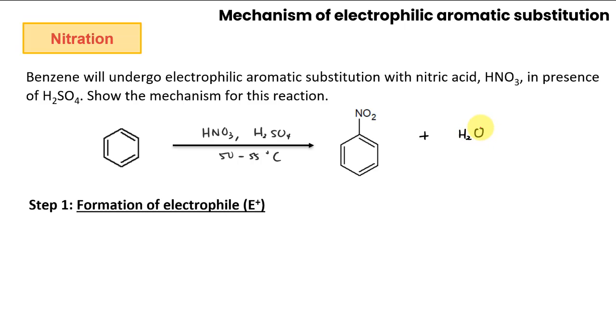So for the first step, formation of the electrophile, you need to show the structures of nitric acid, HO and NO2, and the structure of sulfuric acid, HO, SO3H. Alright, so this is the structure for nitric acid. This is the structure for sulfuric acid.